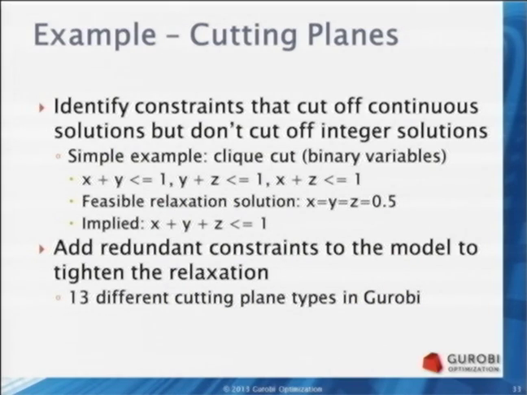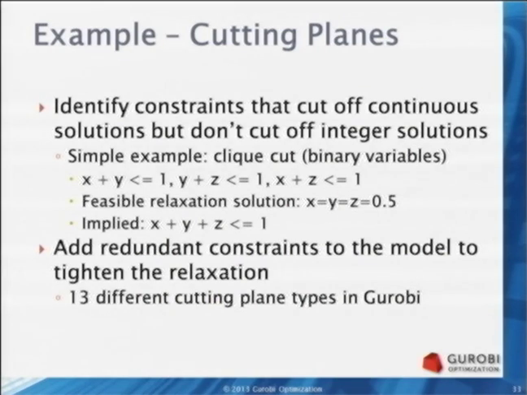If you look at the relaxation solution, a solution where all your variables take a value of 0.5 is feasible. However, if you have a set of variables that are pairwise incompatible, then clearly only one among that whole set can be chosen. And so this constraint is actually valid. x plus y plus z less than or equal to 1 is valid for this problem. And this constraint here cuts off this solution, x equals y equals z equals 0.5.